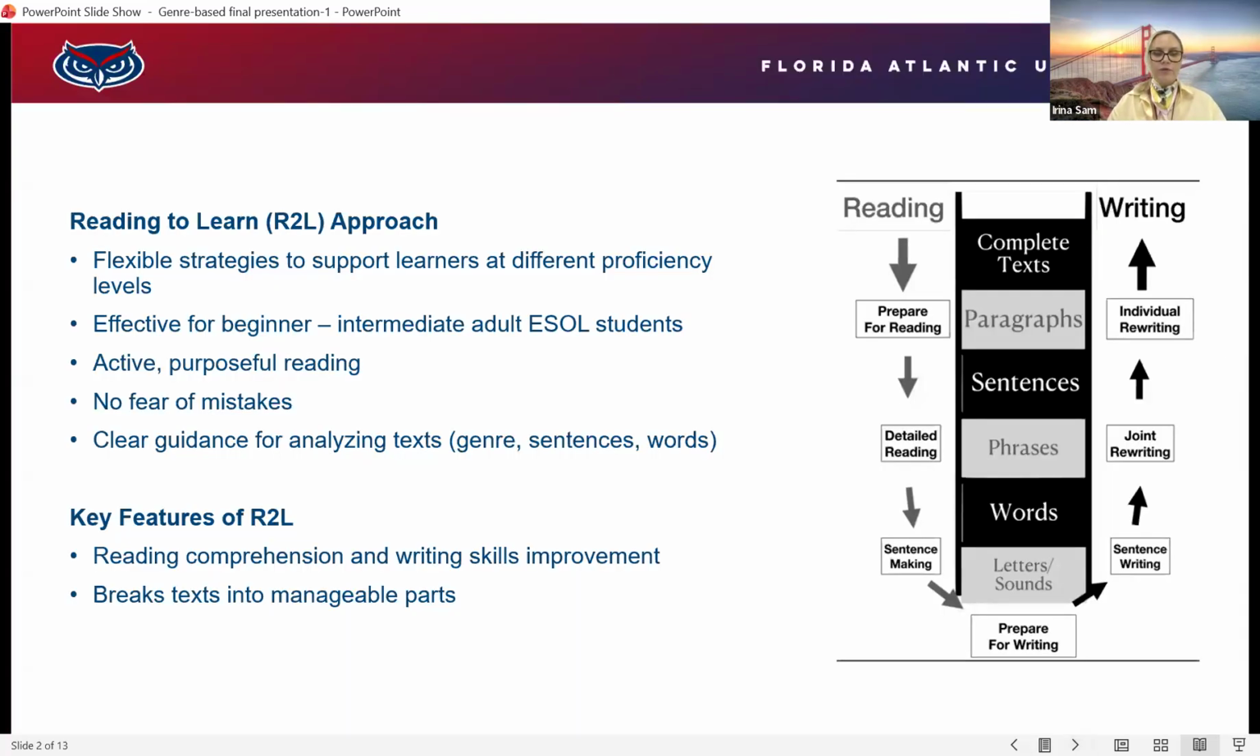The reading to learn approach provides flexible strategies that support students at different proficiency levels. I find it especially effective for beginner to intermediate adult ESOL learners. What I really like about this approach is that it helps students become more active and purposeful readers. It also reduces their fear of making mistakes because every step is very structured and guided. Another important benefit is that it improves both reading and writing skills by breaking texts into smaller, manageable parts.